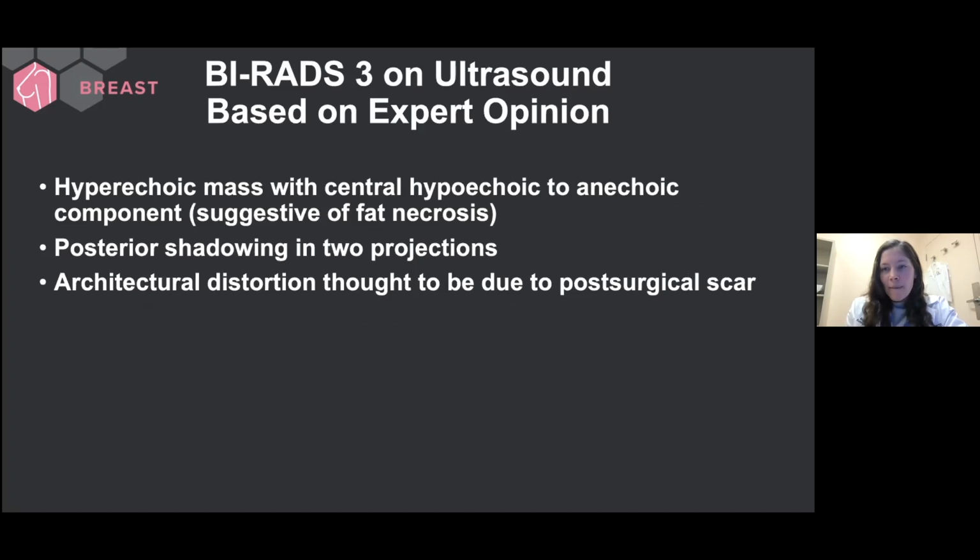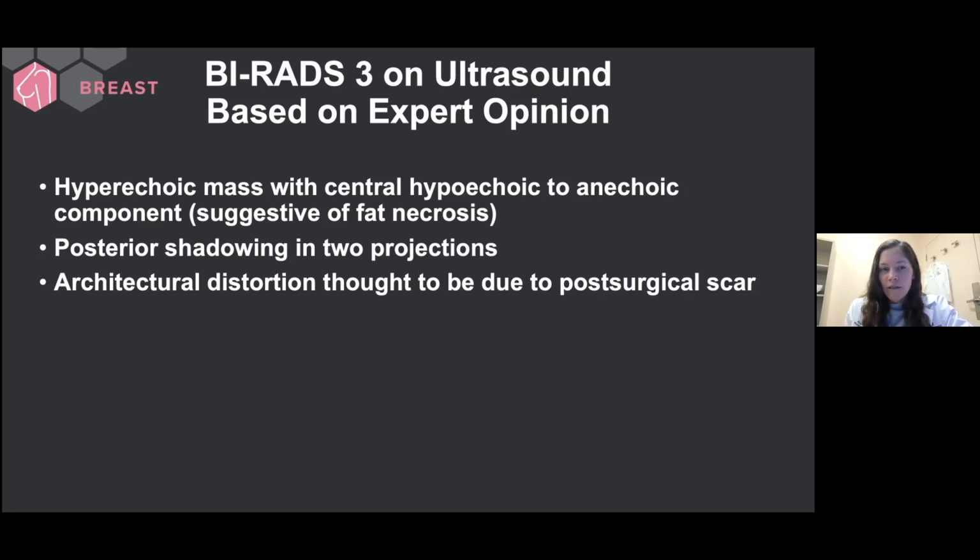Now in the BI-RADS Atlas, there's a few other indications that are listed based on expert opinion. So the first one is a hyperechoic mass with central hypoechoic to anechoic component, suggestive of fat necrosis. And this, we can do a short-term follow-up to make sure it's changing in a way that is appropriate for fat necrosis or resolving. That's something that we do in clinical practice.